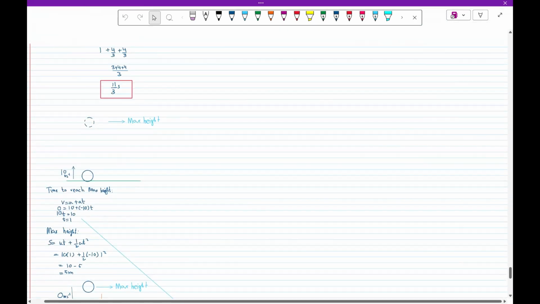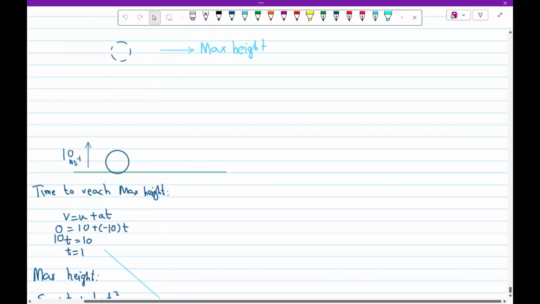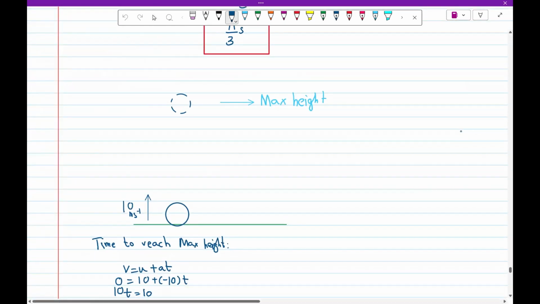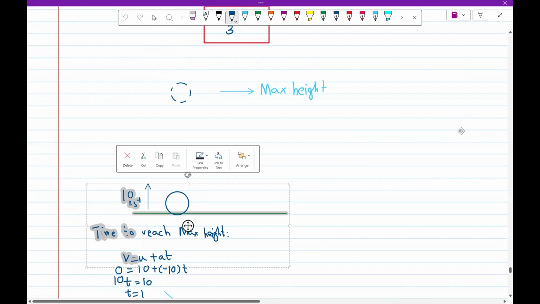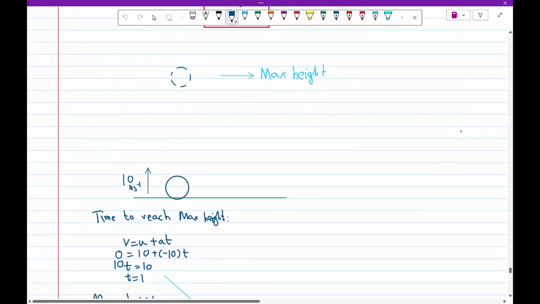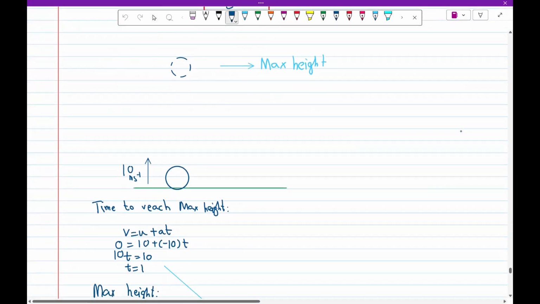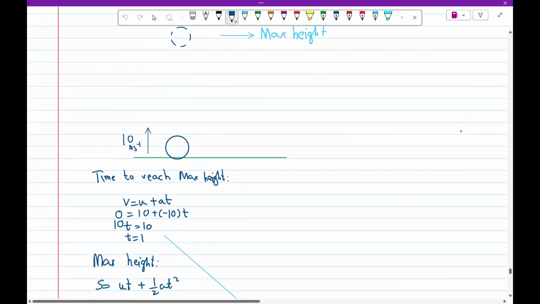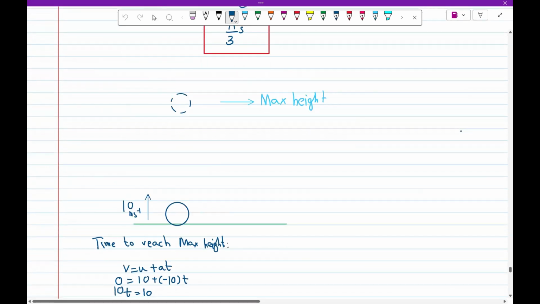Think of this scenario. This is the same particle, and its initial velocity is 10 meters per second, right? So the time to reach maximum height will be v is equal to u plus at, 0 final velocity, 10 initial velocity, and negative 10 is the acceleration. It took 1 second to reach maximum height.